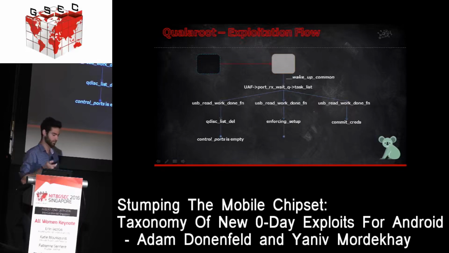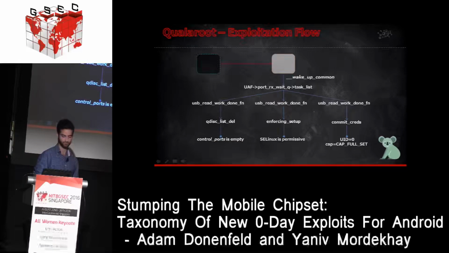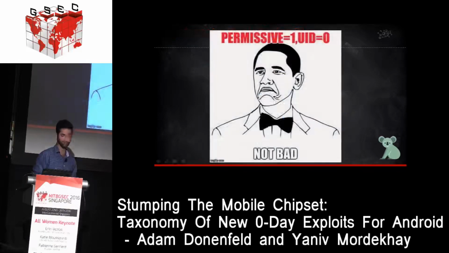The second function we call is enforcing setup, which effectively renders SELinux useless because it will now be permissive. And finally, we call commit creds, and then we have root, and we have the full capabilities available on the system. So we won.